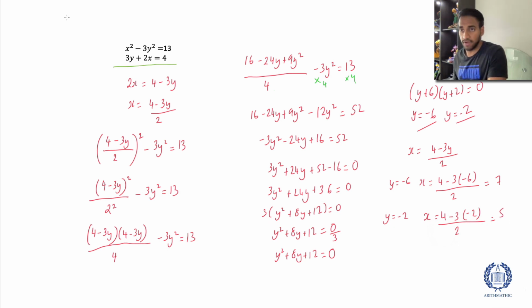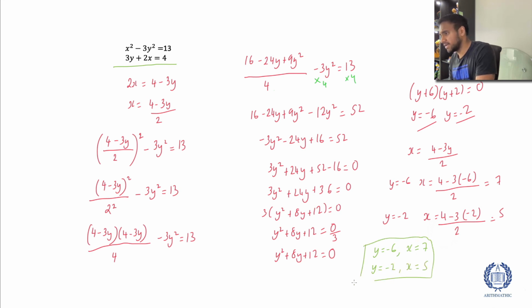So for the final answer that we'll get, when y equals minus 6, the value for x was 7. And then when y equals minus 2, the x value was 5. And that is your answer.